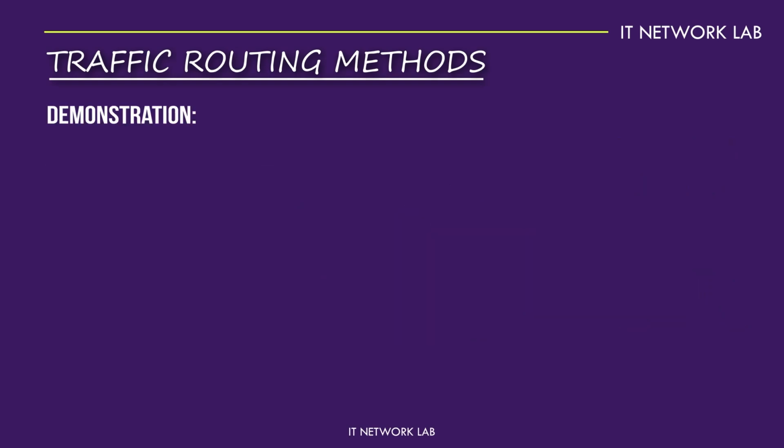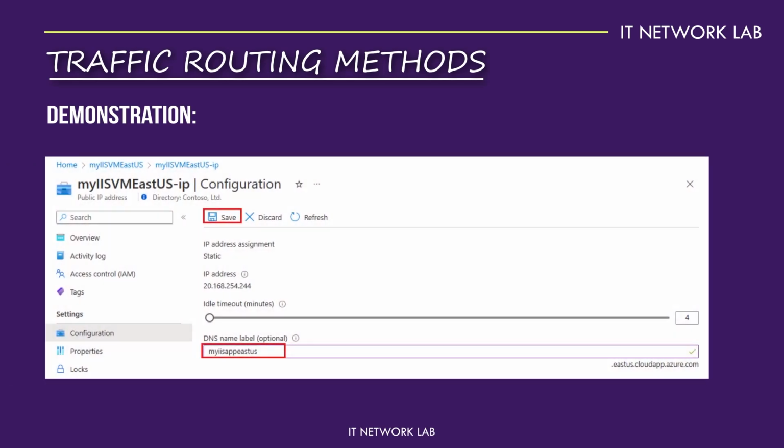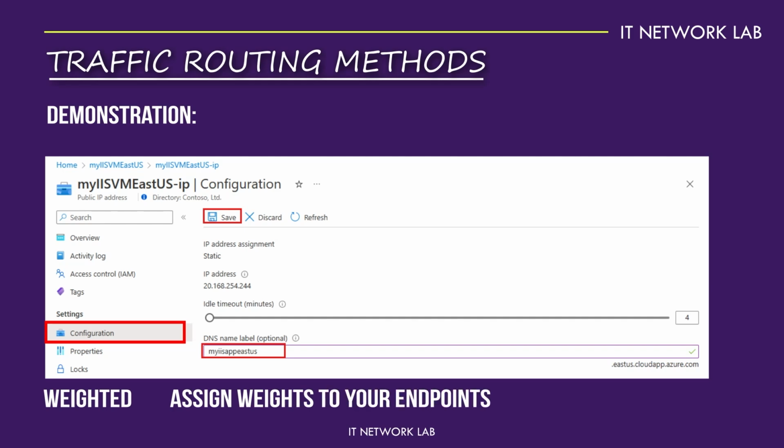Demonstration. For weighted routing, access the Traffic Manager profile in the Azure portal, and under Configuration, select Weighted. Assign weights to your endpoints according to your needs. Save the configuration, and Traffic Manager will distribute traffic based on the weights assigned.